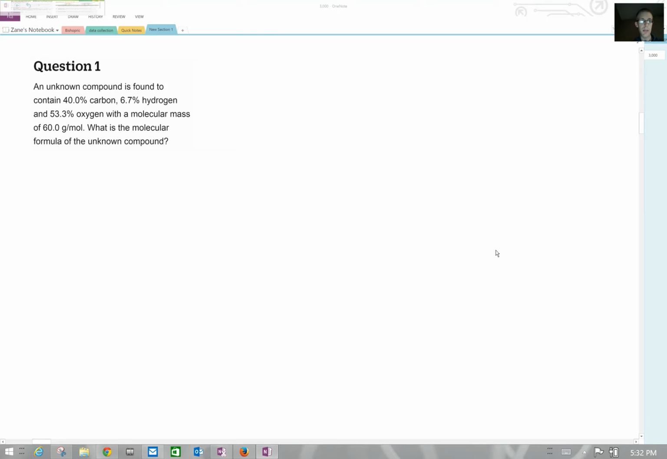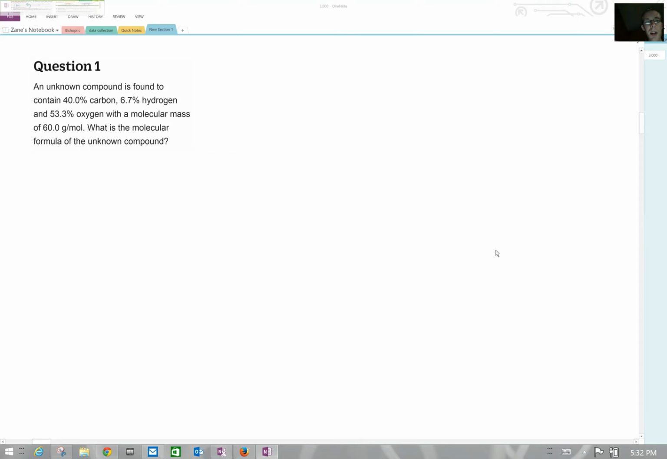Hi, in this video I'm going to demonstrate how to determine the molecular formula given percent composition of a chemical compound. To do this, we're going to follow a couple of steps. Notice how in this practice problem I've got three percentages of three different elements involved in a mystery compound.